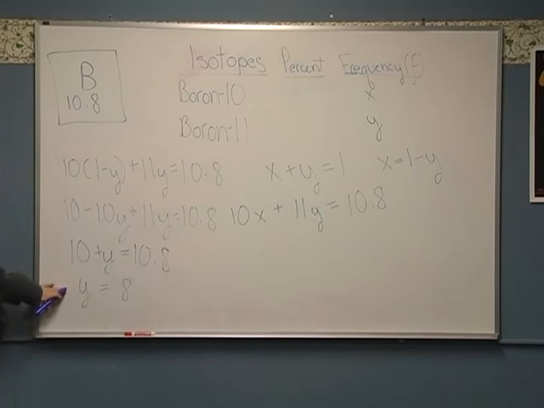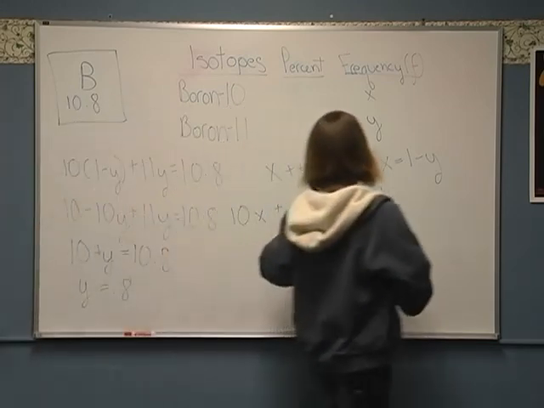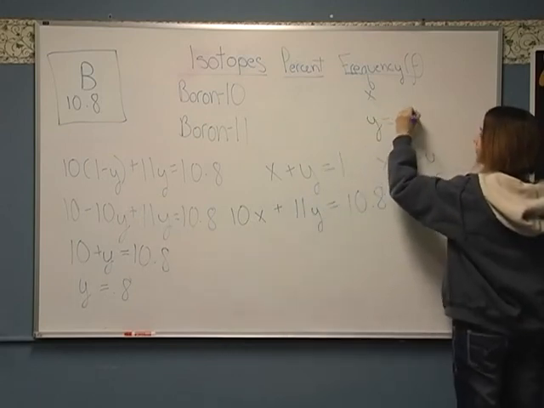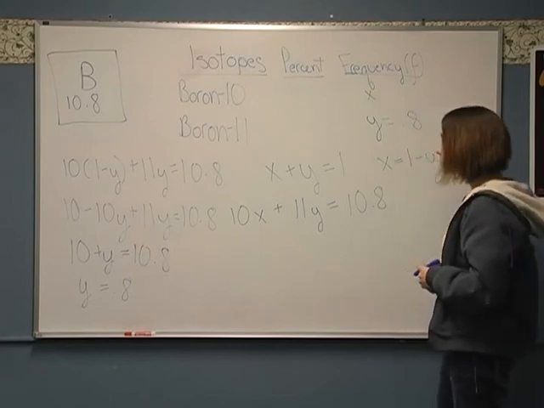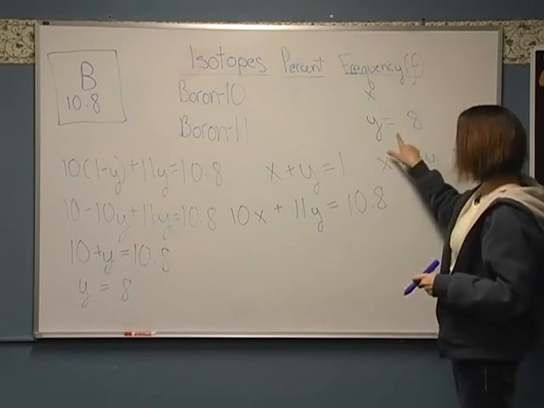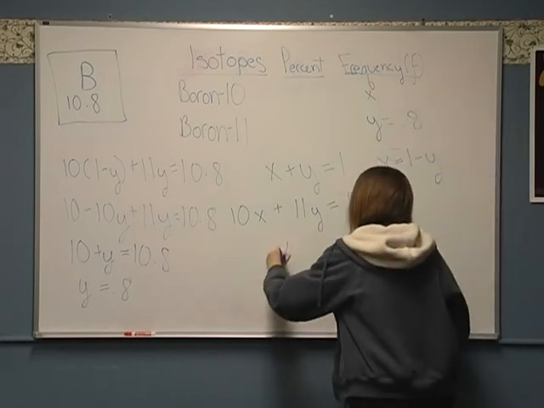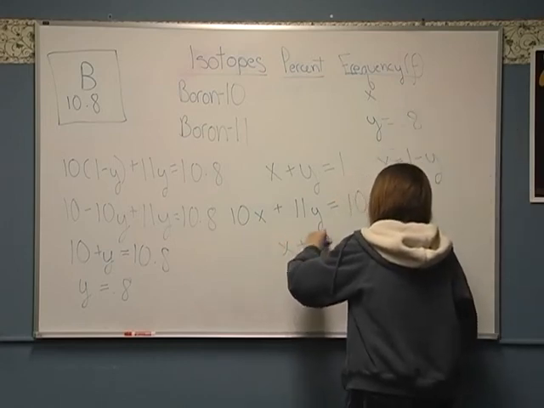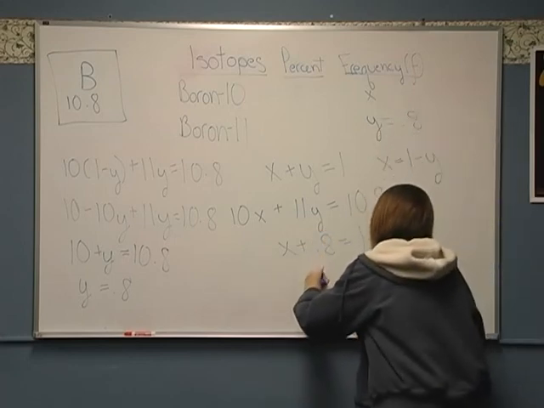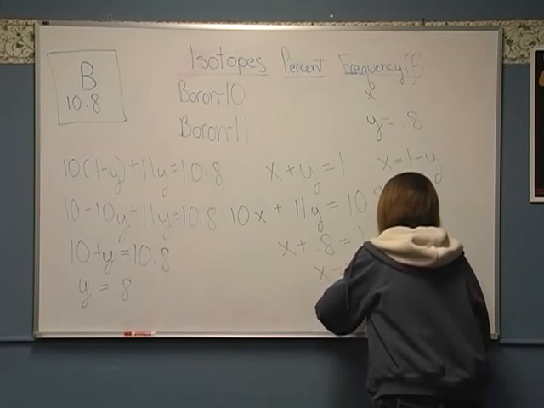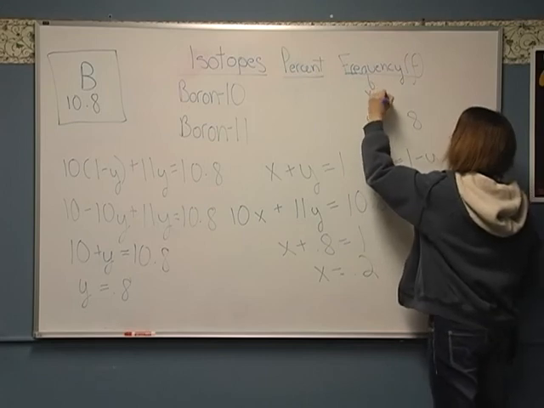So y, remember, is the frequency of boron 11. I now know the frequency of boron 11 is 0.8. In order to find the frequency of boron 10, I just need to plug in for y into either one of the equations and solve for x. This is probably the easiest one. So we'll just do x plus 0.8 equals 1. Then we just subtract 0.8 from both sides, and we get x equals 0.2. So we now know that the frequency of boron 10 is 0.2.